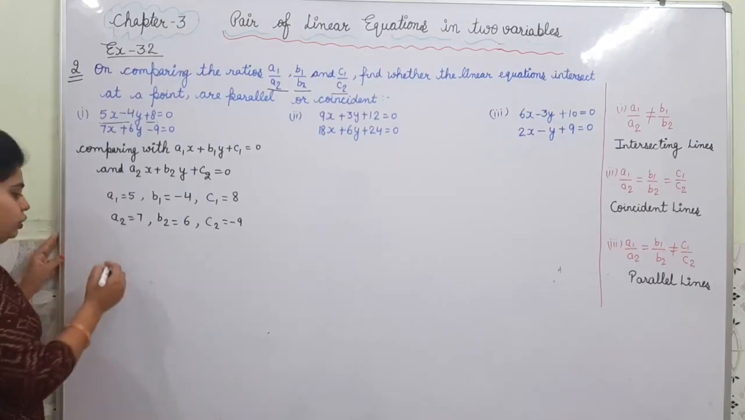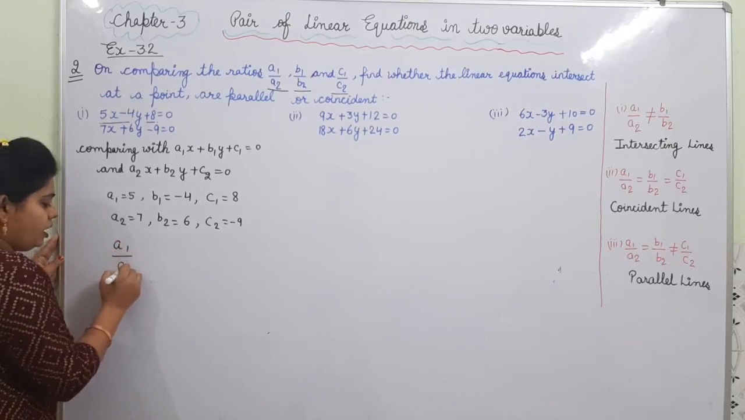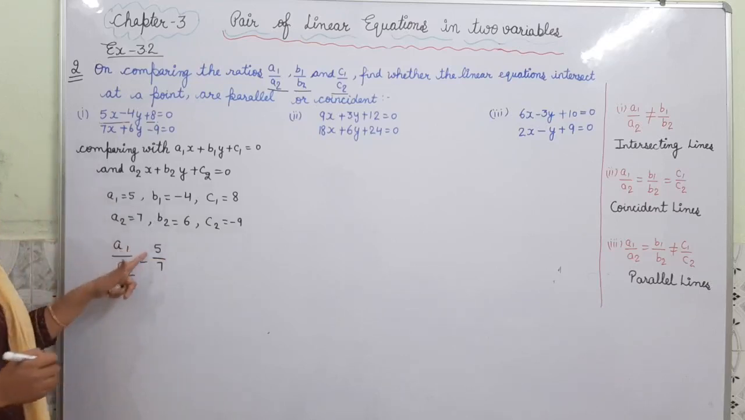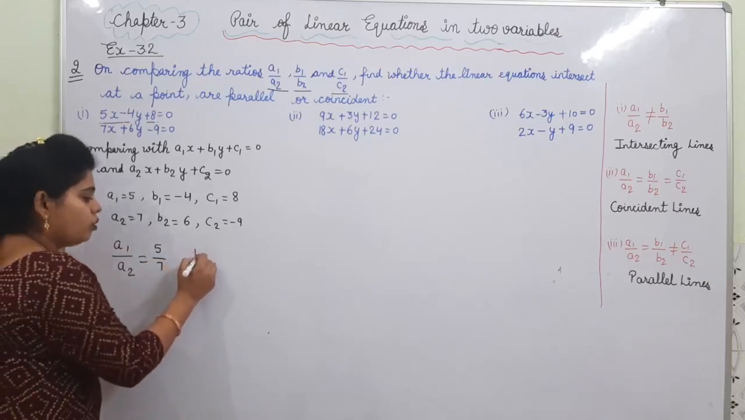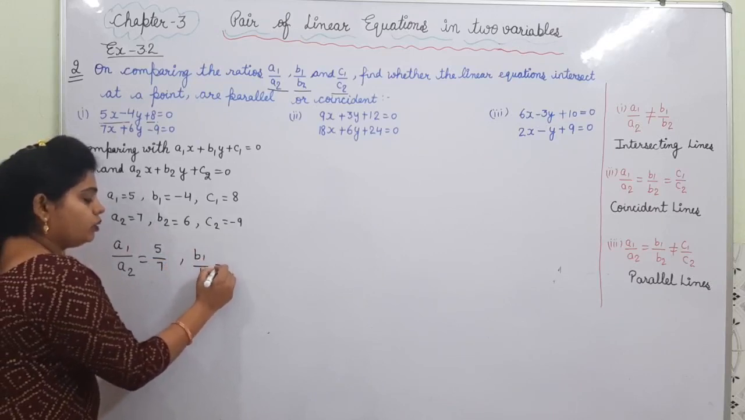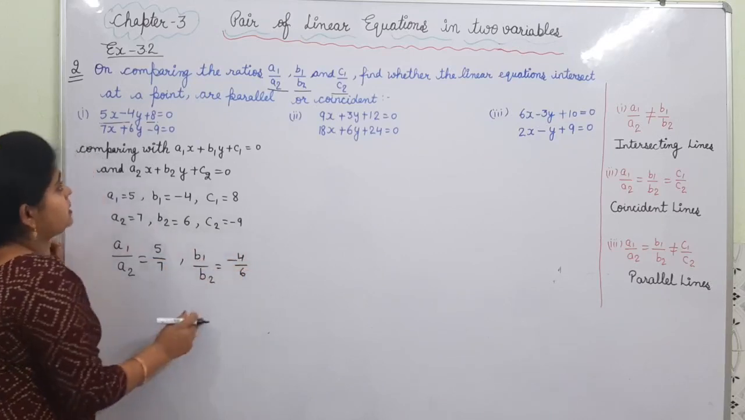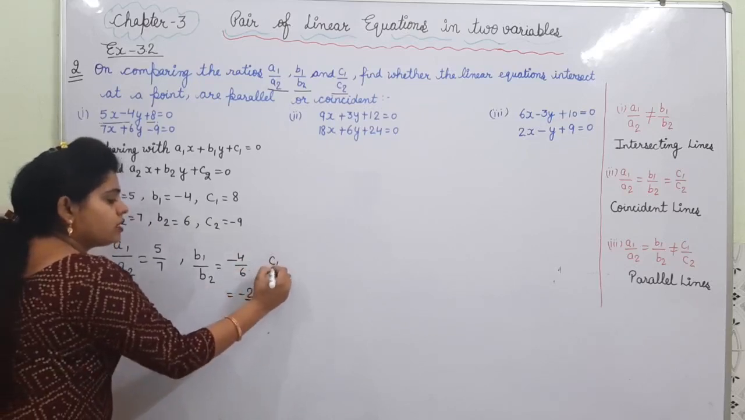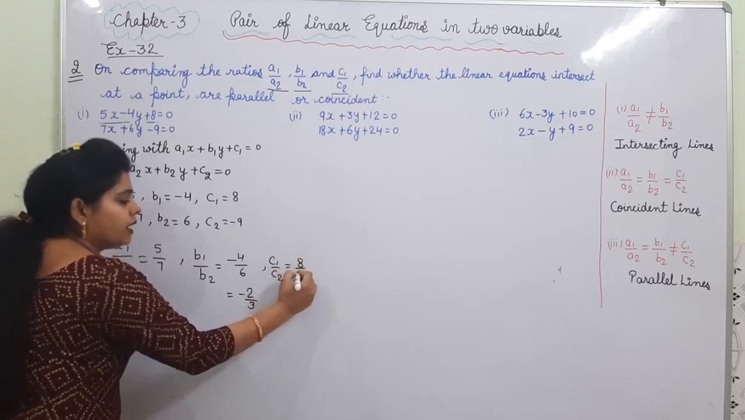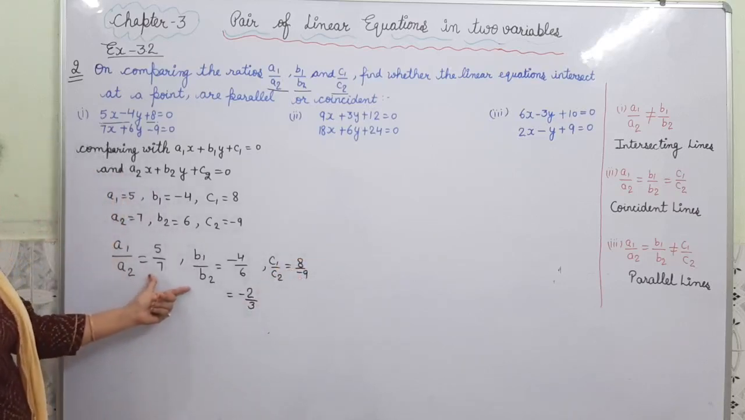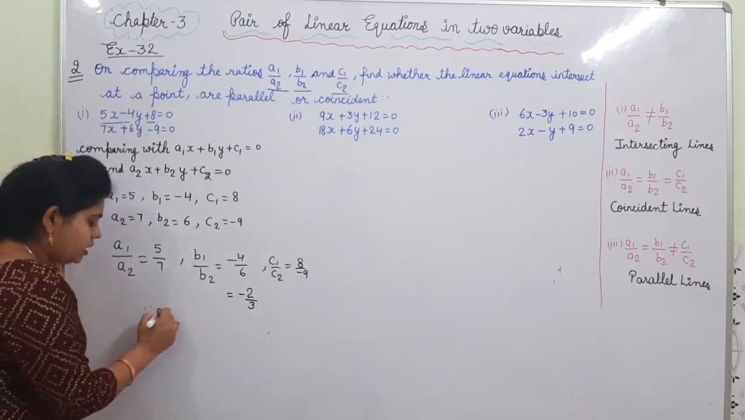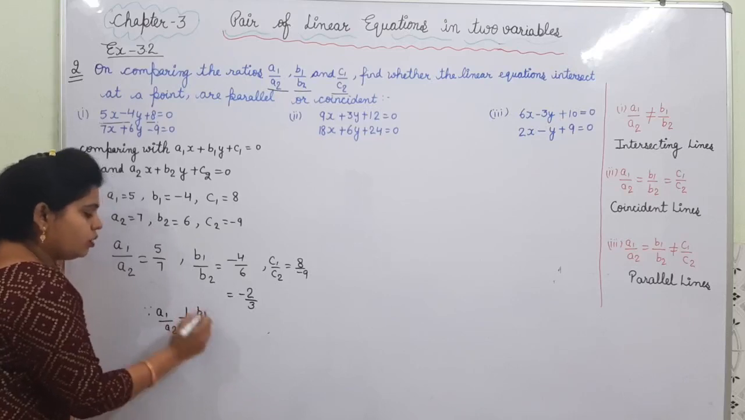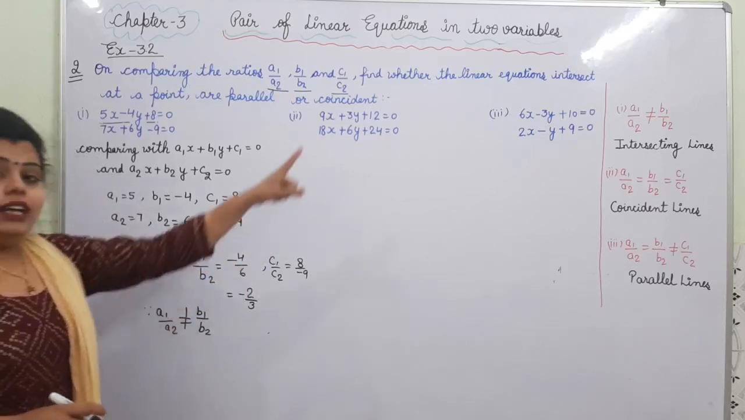We will find the ratio, that is A1 by A2. A1 by A2 is 5 by 7. This is in simple form. Now B1 by B2 is minus 4 by 6. So from here we will get minus 2 by 3. C1 by C2 is 8 by minus 9. When we compare these first two ratios, because A1 by A2 is not equal to B1 by B2, because these ratios are different, it is our first case.